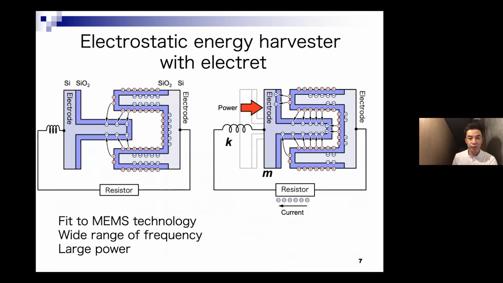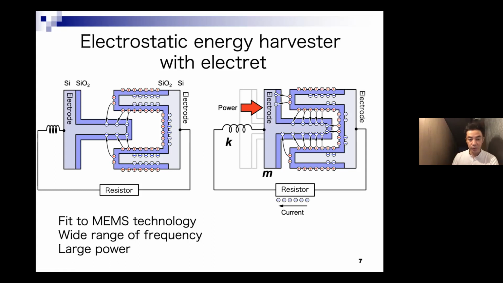This is a schematic picture of the electrostatic energy harvester with electrode. So this blue one is the electrode, and this is the electrode, right? If you insert the electrode into the electrode, charges are induced at the surface of the electrode with the electrostatic effect. So if you push and pull this electrode, we can create energy.